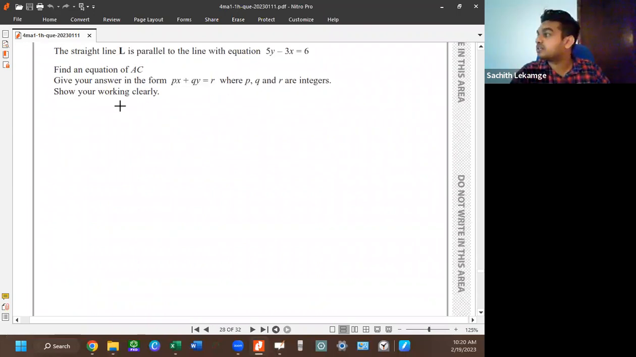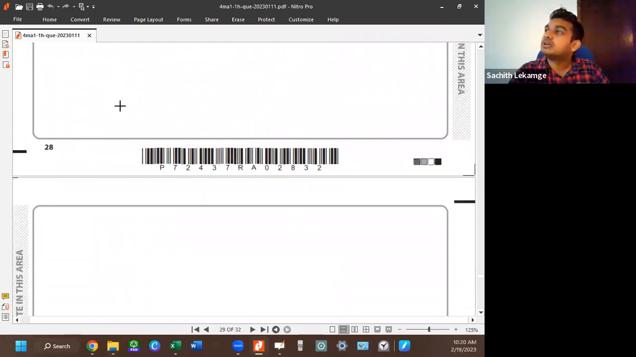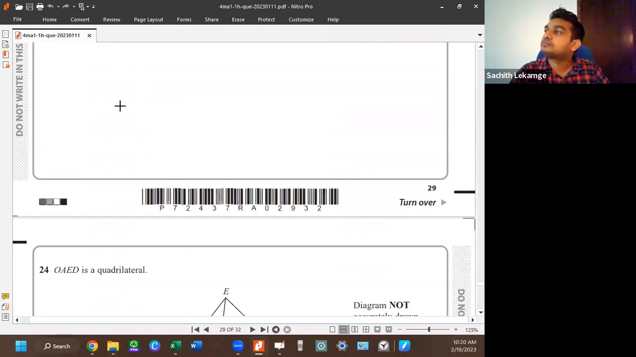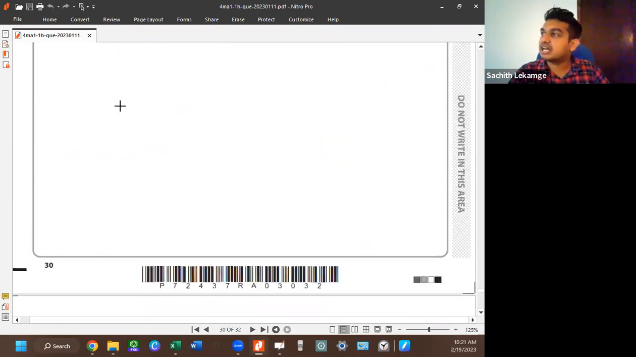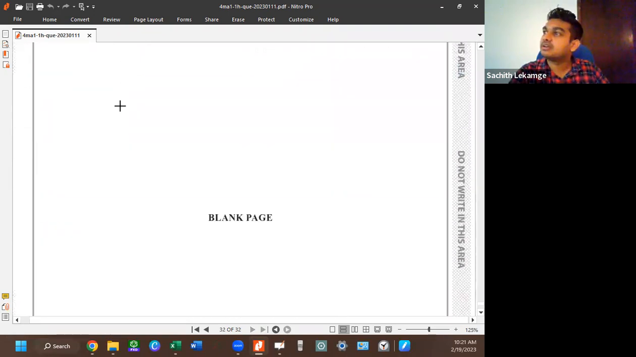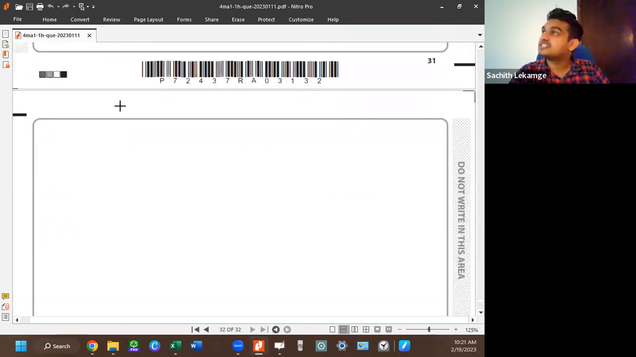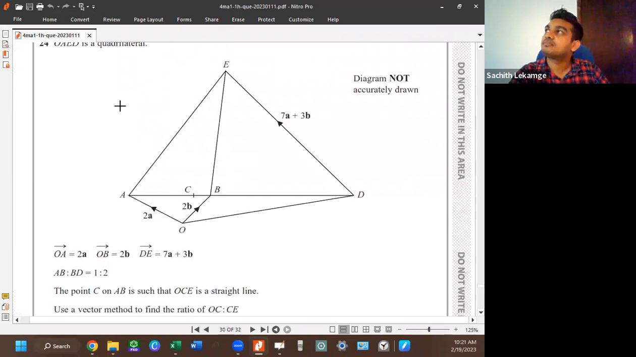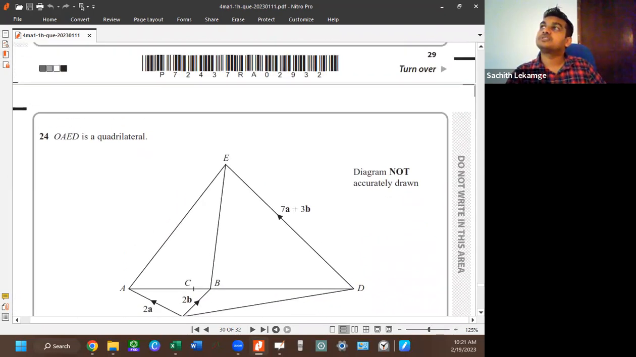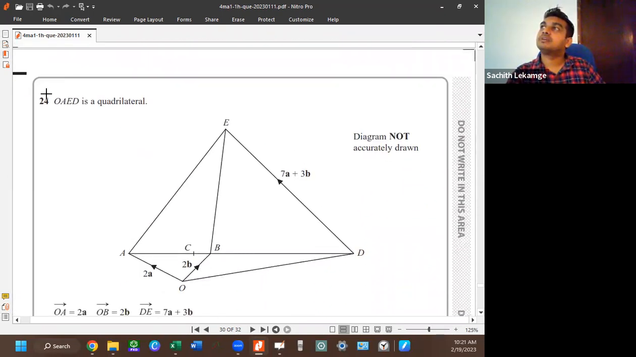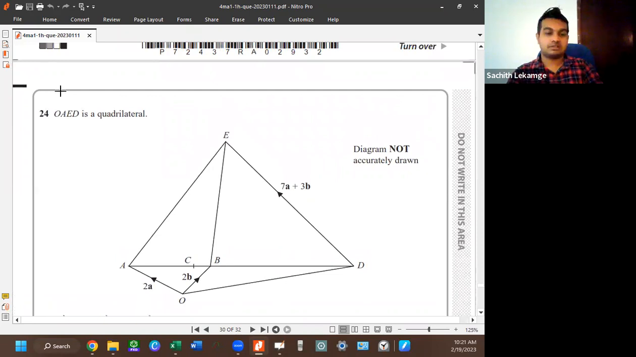Question 23, going to the next question, question 24. Yeah, this is a good one, and this is the last question. This is a very good question, but it is difficult. I'm not saying this is easy. This took some time for me also.